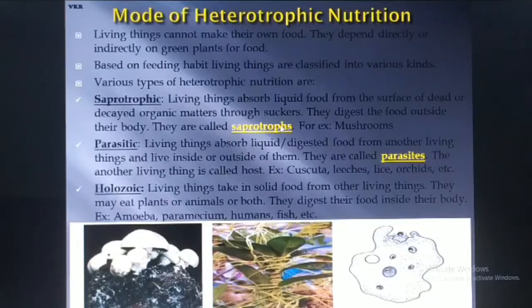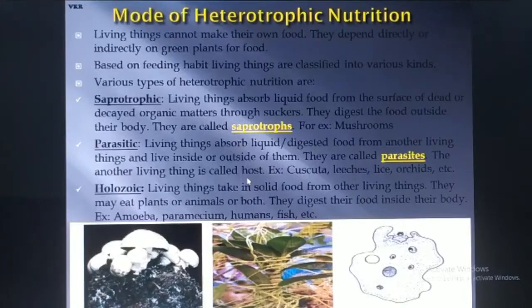They are called saprotrophs. Generally, there is another group of living things which absorb liquid or digested food from living organisms. Those are called hosts, and the living things which are absorbing are called parasites. So the nutrition is called parasitic nutrition. In plants, there are two kinds of parasites: some are totally dependent for food on other plants, and they are called total parasites, and some are only dependent for raw materials to produce their own food, so they are called partial parasites.